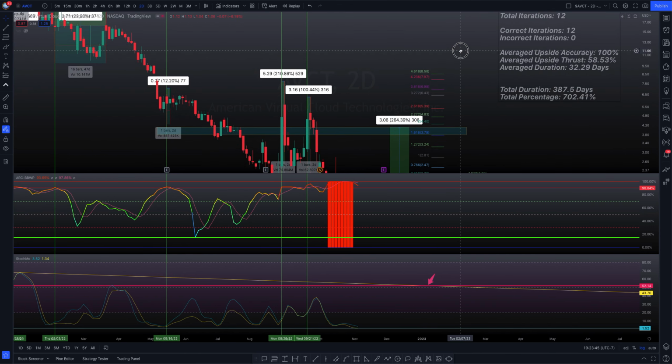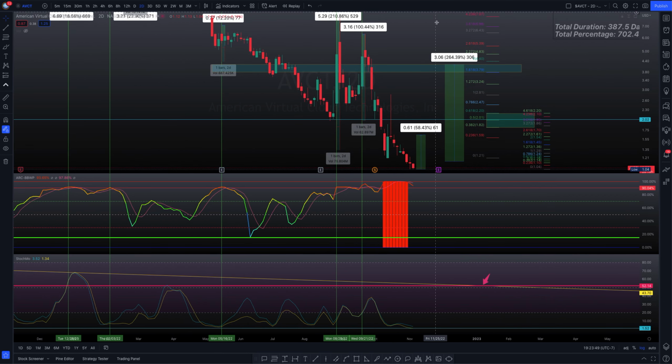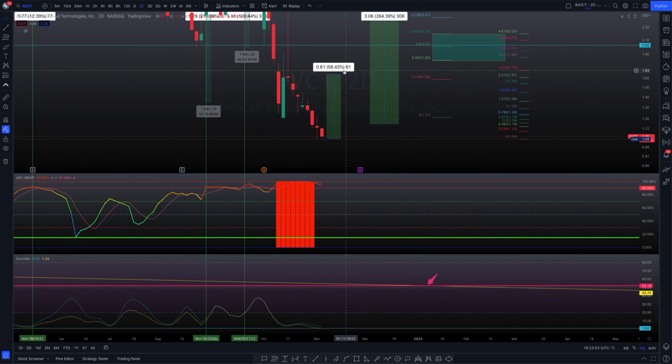Now, if we start adding the upside thrust metric of 58.53% from the current low, we can actually see us covering or passing the 0.236 area first before we can actually start using this as a form of support, you guys.